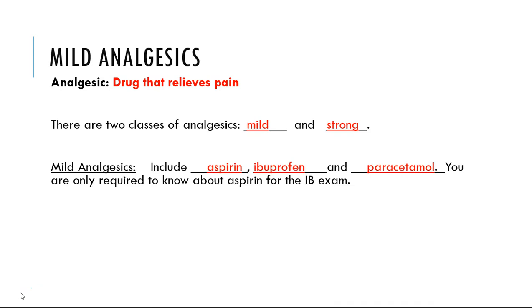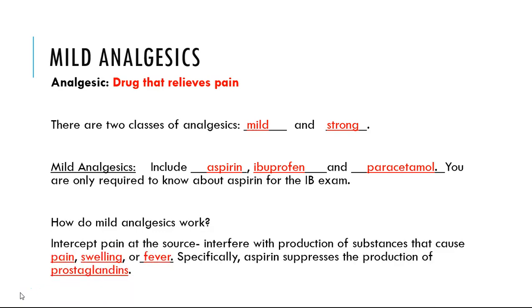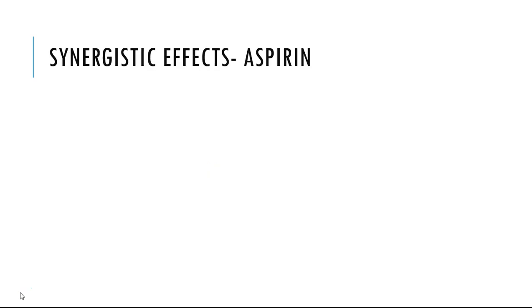Now, mild analgesics include aspirin, ibuprofen, and paracetamol, which you commonly know as Tylenol. But you are only required to know about aspirin for the IB exam. Now, how do these work? These intercept pain at the source. So they're going to interfere with production of substances that cause pain, swelling, or fever. Aspirin specifically suppresses the production of prostaglandins.